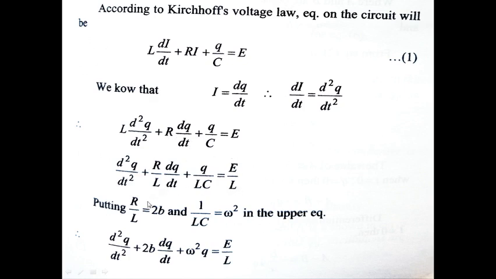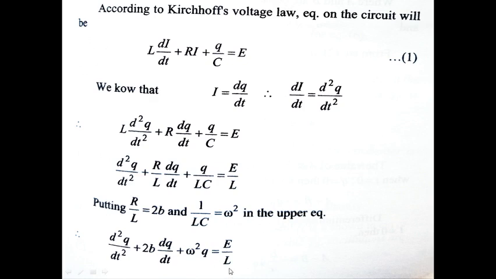Now for capital R upon capital L, let us use 2b, and for 1 by LC we use omega square in the above equation. Then the above equation can be written as d2q by dt square plus 2b dq by dt plus omega square q is equal to capital E upon L.